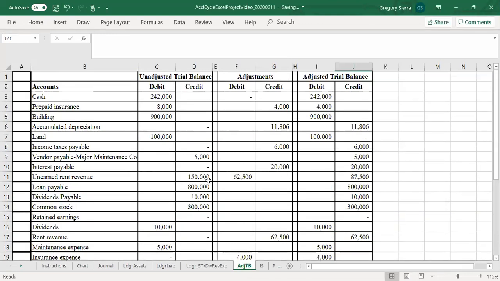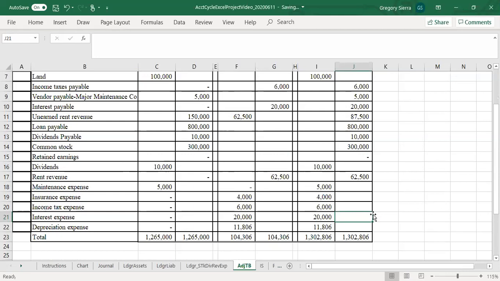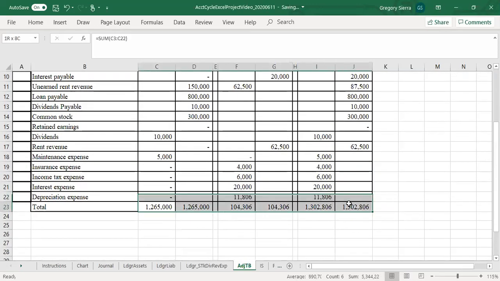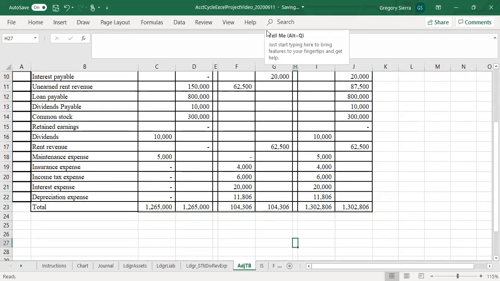All right, so this is the end of part 3. We've done the normal entries, posted them, the adjusting entries, posted everything to the adjusted trial balance. And here we have our adjusted trial balance, and we're ready to create the financial statements in part 4. And I'll see you over there in just a bit.